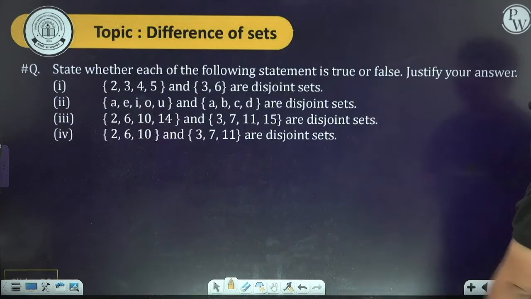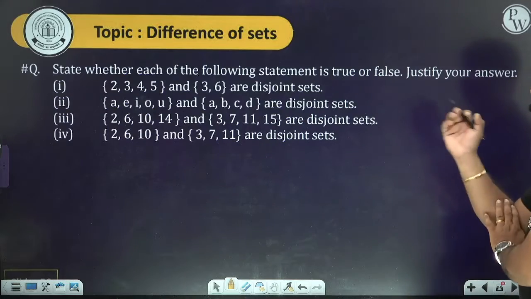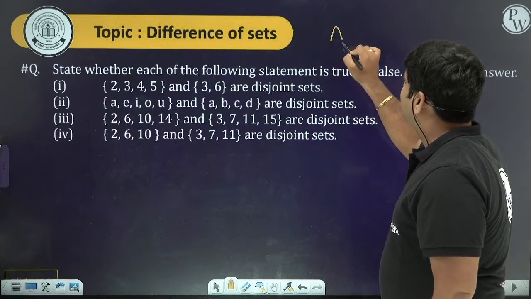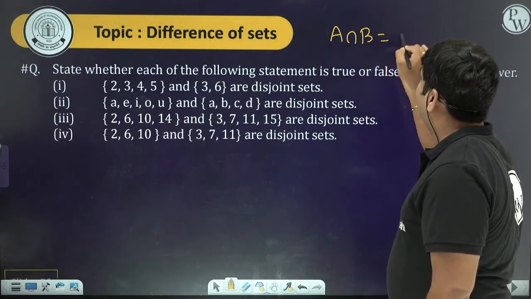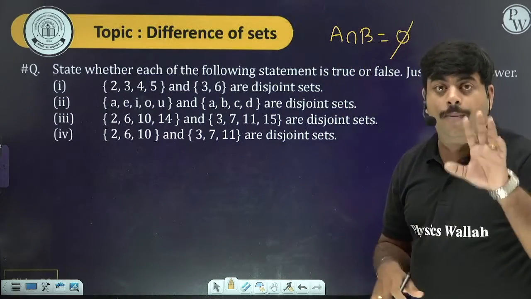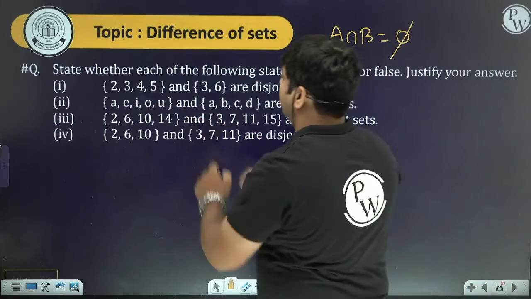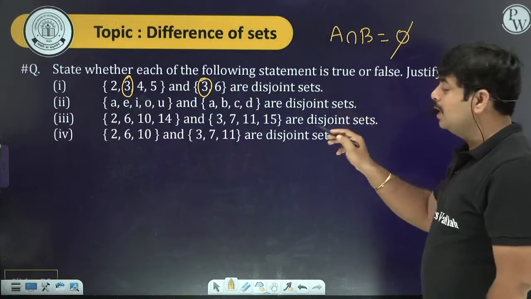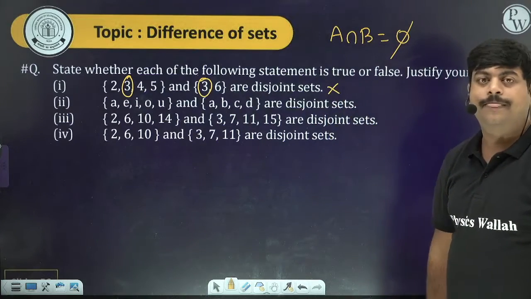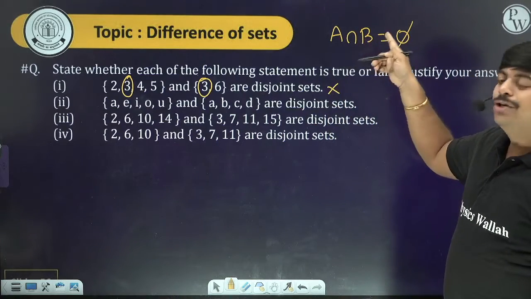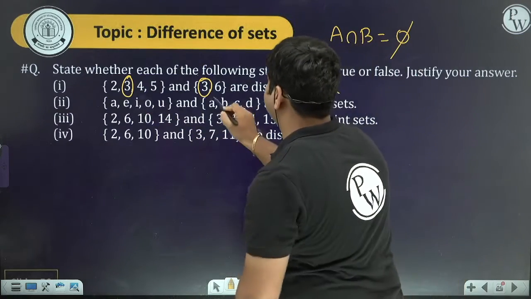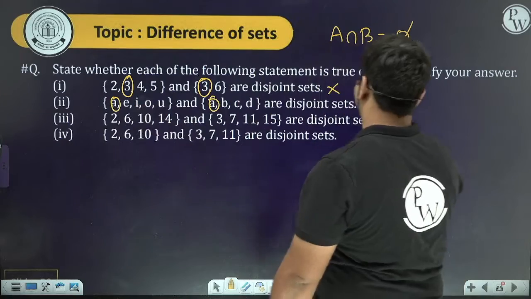So a few more questions, people. The question is about disjoint sets. I told you what is disjoint. Disjoint means A intersection B is empty, no common elements. Take 2, 3, 4, 5 and 3, 5. So 3 is common for these two. Are those disjoint? No, they are not disjoint. There should not be any common elements between A and B. Next, A, E, I, O, U and A, B, C, D. A is common, so this is also not disjoint.